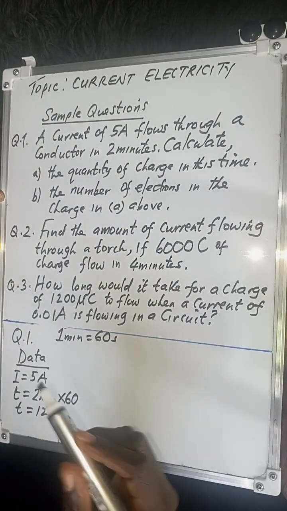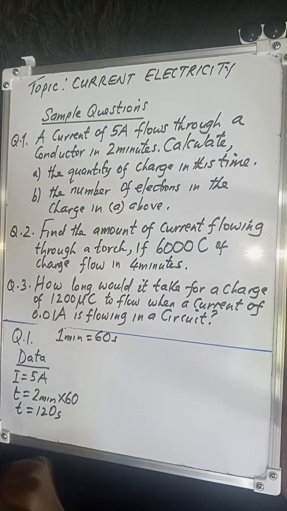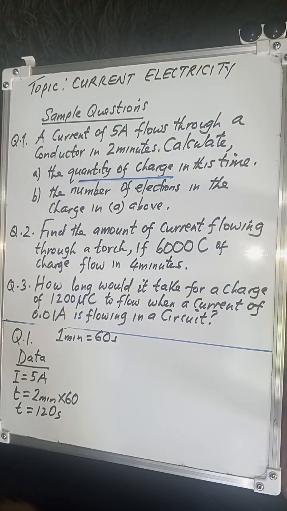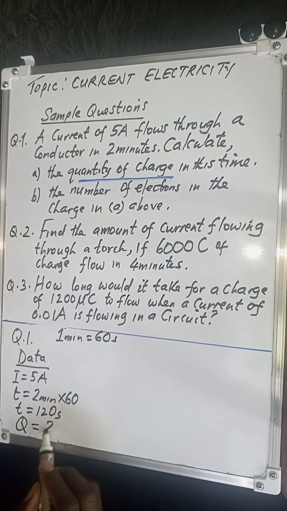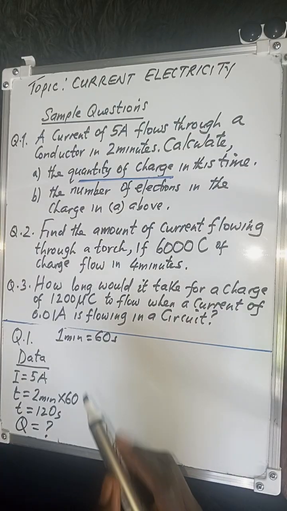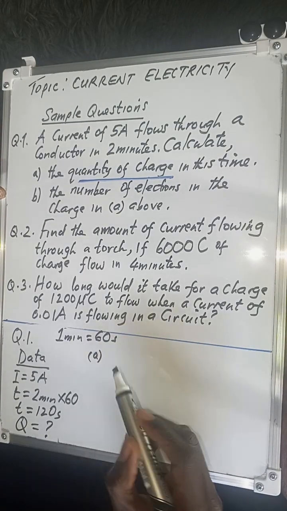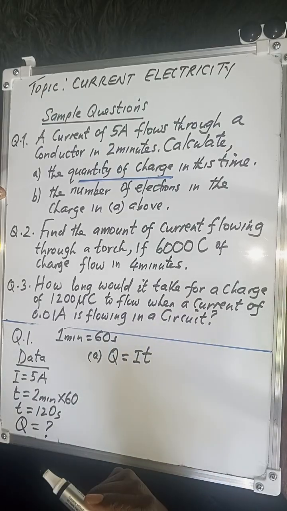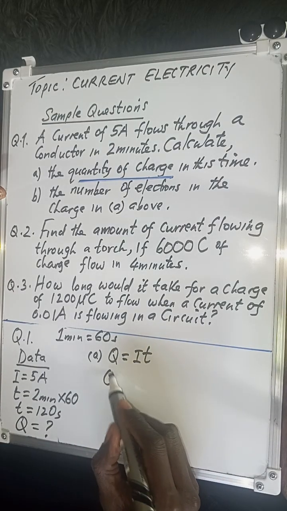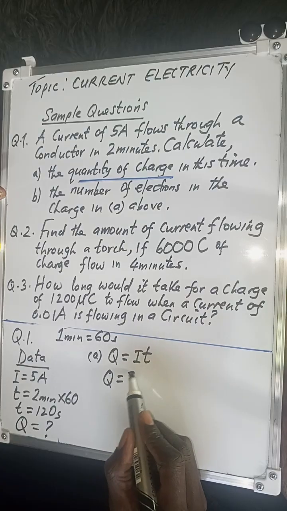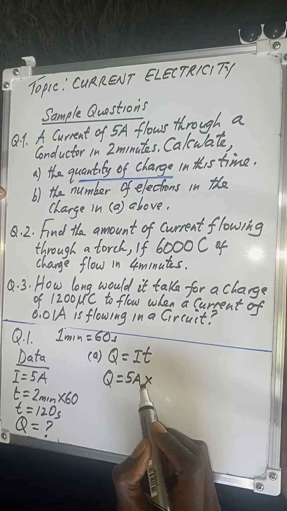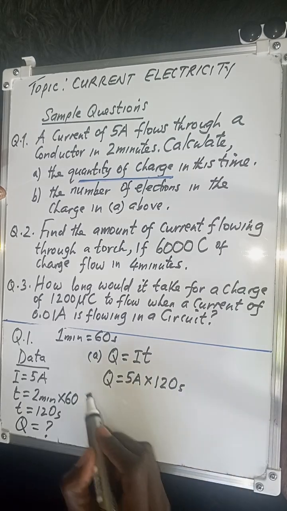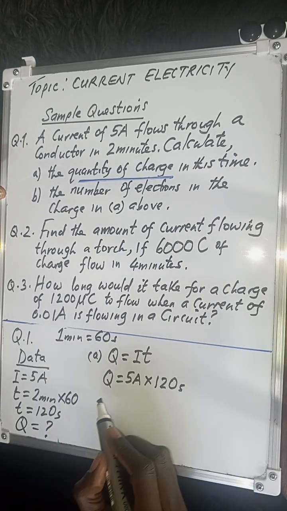In the first part of the question, it is asking us to find the quantity of charge. So the question is asking us to find charge, which we don't know. So what's the formula that we can apply to find the charge? Remember, charge is equal to current multiplied by time. Therefore, charge will be equal to how much is the current? It is simply 5 amps multiplied by the time, which is 120 seconds. Please remember to convert your time to seconds.